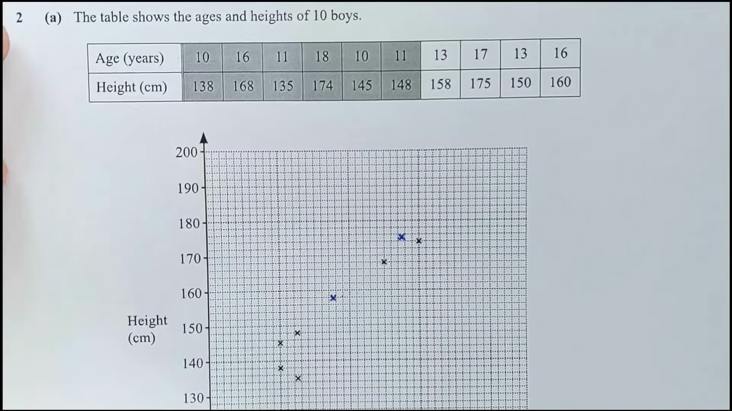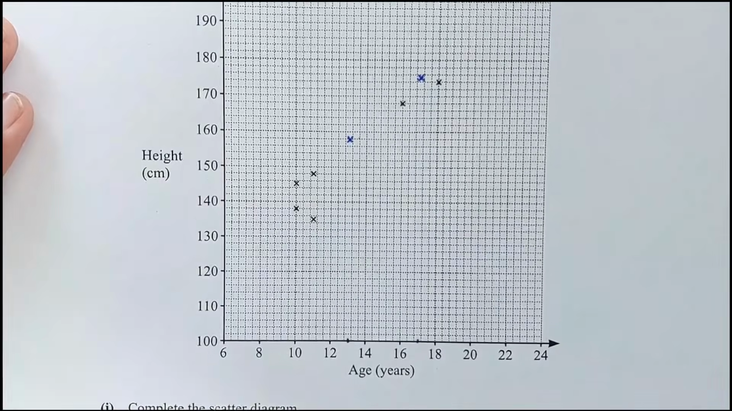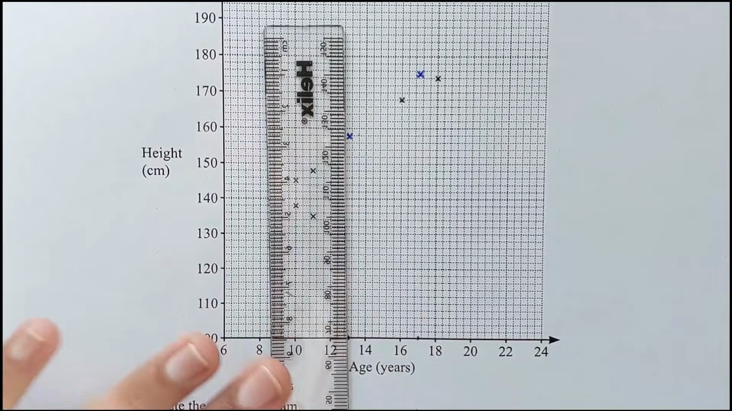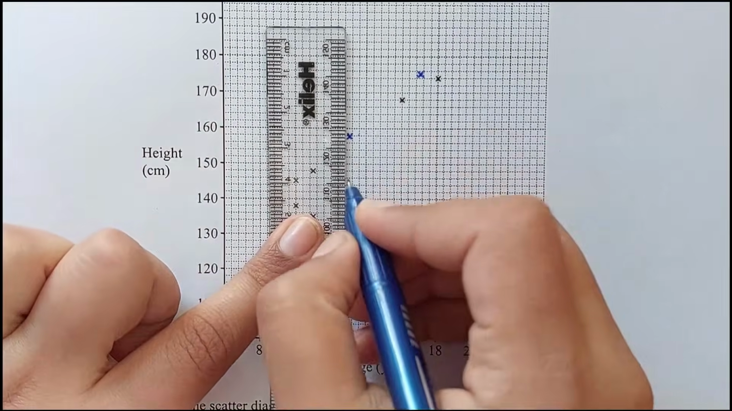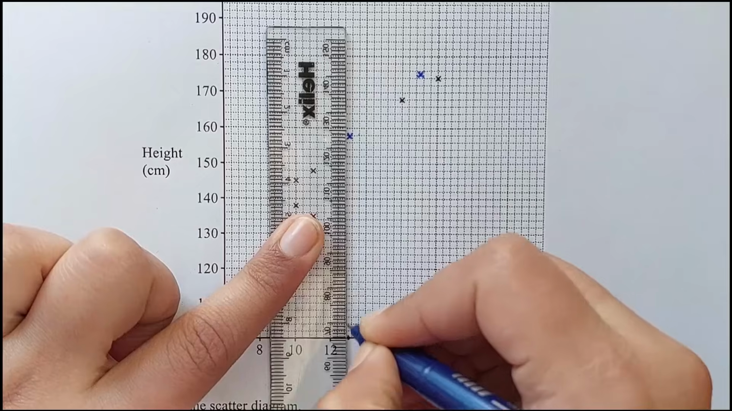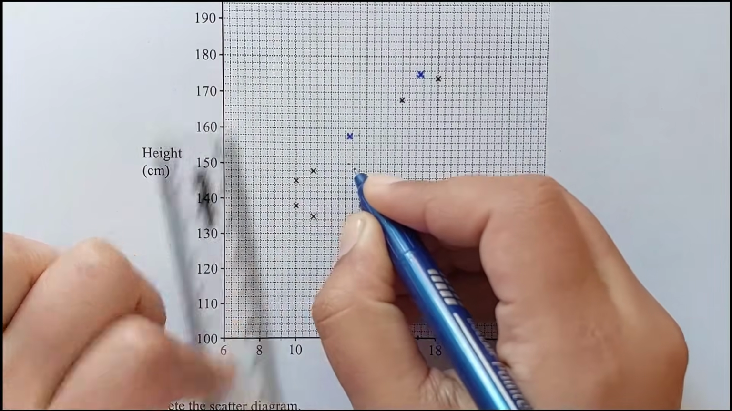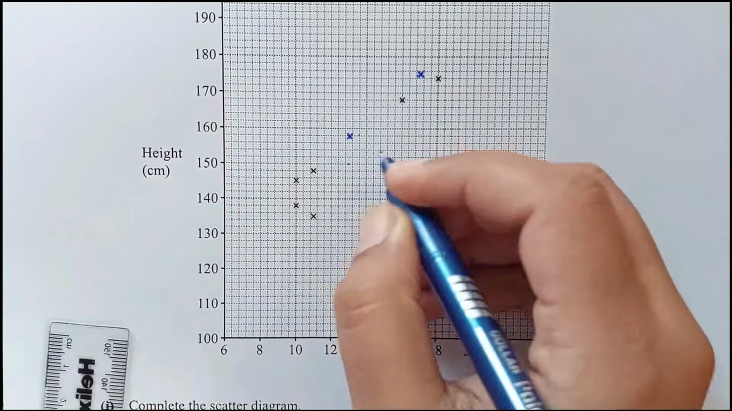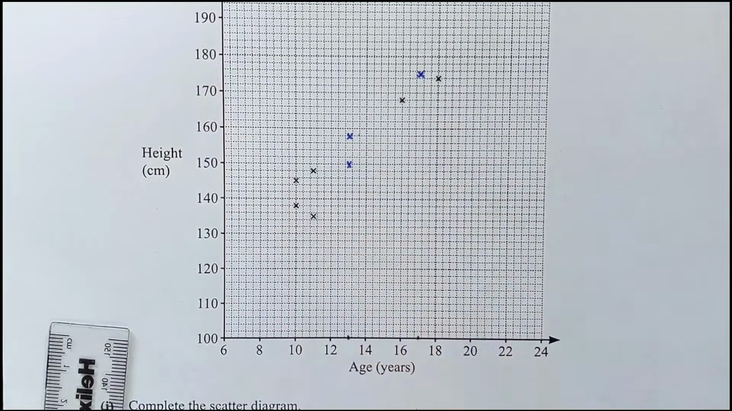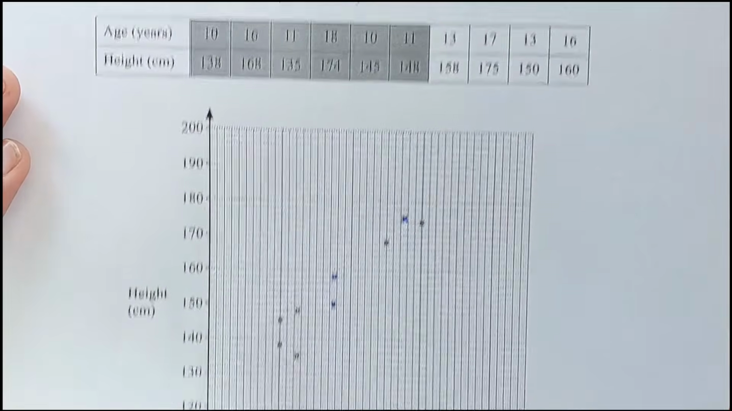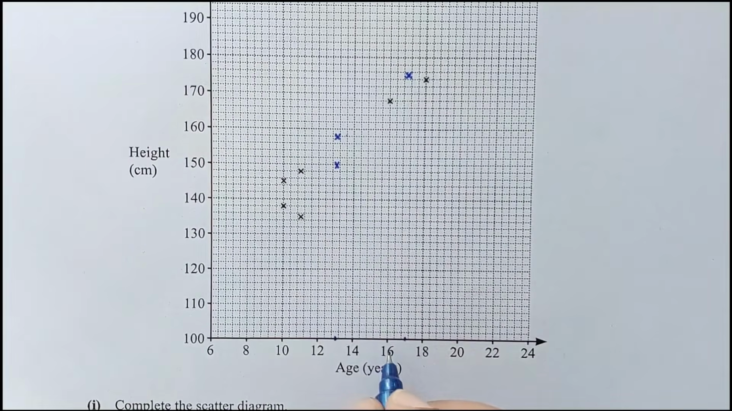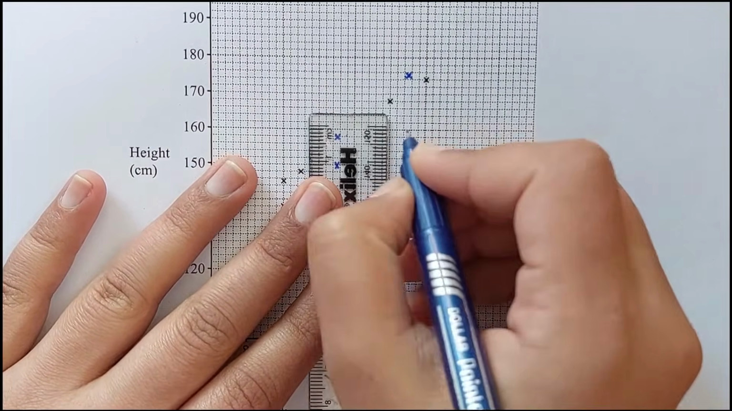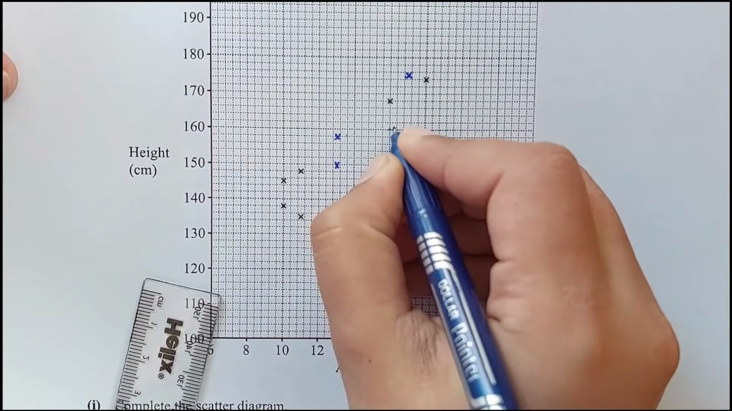Okay, the second last point is 13 and 150. So 13, 150. Okay, this is 13 and where is 150? This straight line is 150. Yes, I'm right. This middle one. And the last is 16, 160. So at 16, 160 is 16 and this point is 160. Okay.